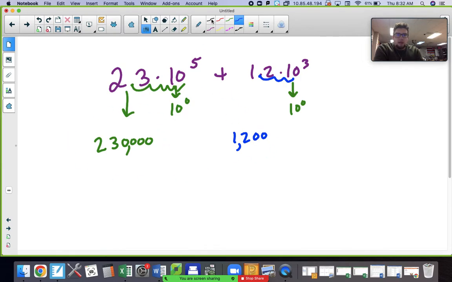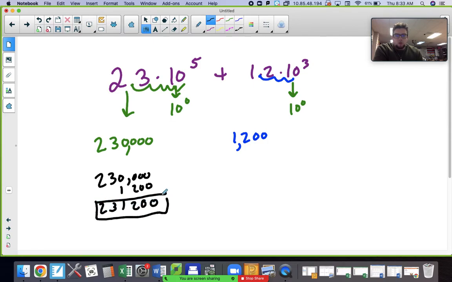So if I were to add both those numbers up, I have the 230,000. I add it with the 1,200. We can see that 2.3 plus 1.2 is not what we'd actually get. We would need 2.312 times 10 to the 5th. And that's all based on place value.